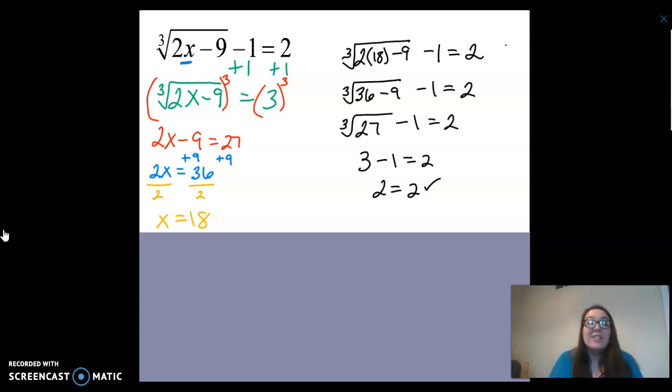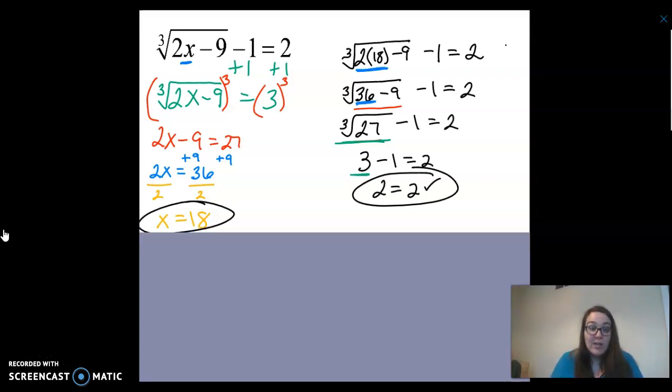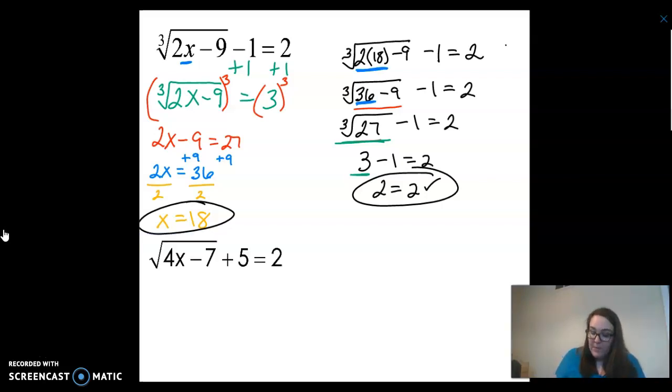I am simply simplifying that left side of the equation, meaning I did the 2 times the 18 first to get to 36. Okay, after that, I did the 36 minus the 9 to get to that 27. Okay, then I cube rooted this 27, and that's how I got the 3, and then finally, I subtracted so that I got 2 equals 2, and I can say, yes, x equals 18. I am not resolving the equation. I am simply simplifying. Okay, next question.